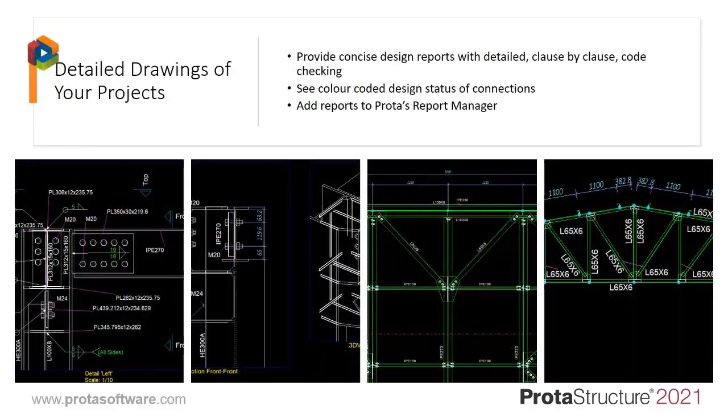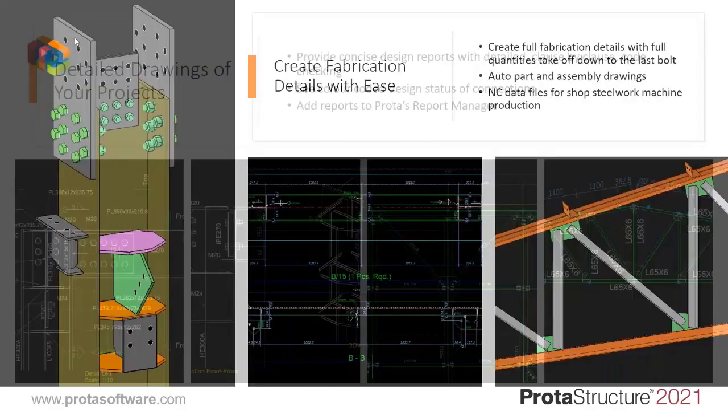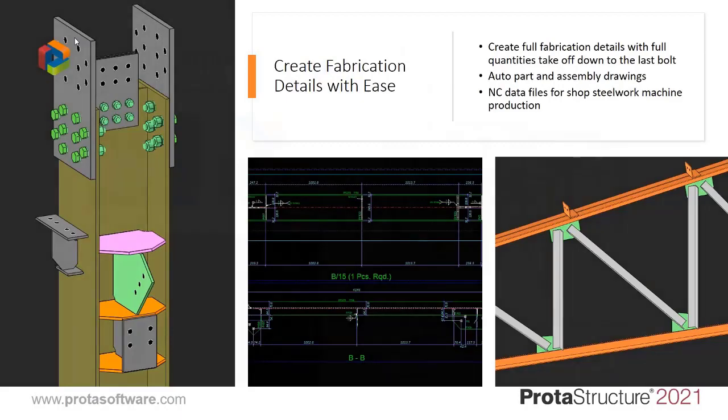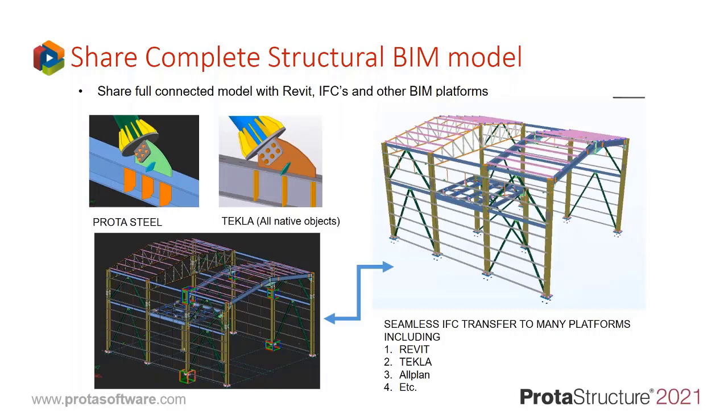And then you've got detailed drawings of your projects. So this is where you spend most of your time. You can see the assemblies, you can create fabrication details with ease, you can create full fabrication details with full quantity takeoffs, right down to the last bolt, the parts and part drawings, the assembly drawings, the NC data for the shop and steelwork. You can share your complete model using the BIM standard with other software like Tekla, and between Tekla and ProtaSteel, with Tekla and Revit, with Allplan, all these other softwares which are out there in the market. So don't think that we've got everything now in ProtaSteel.